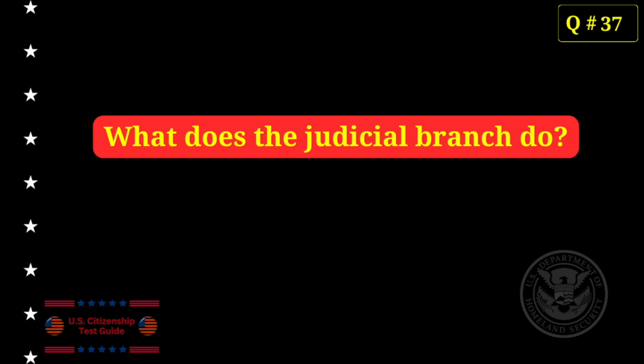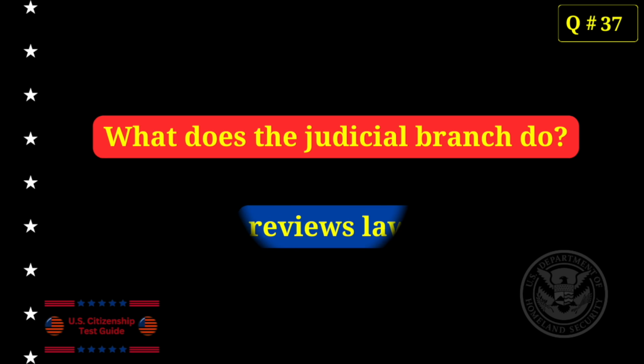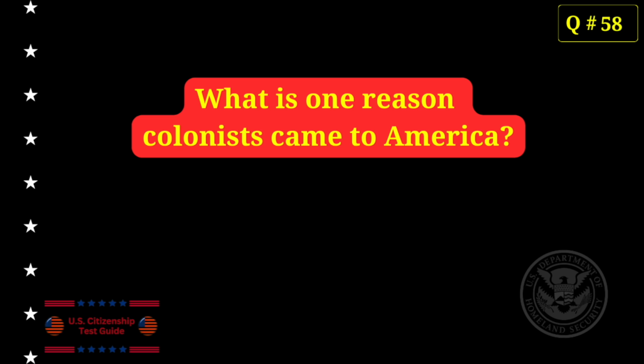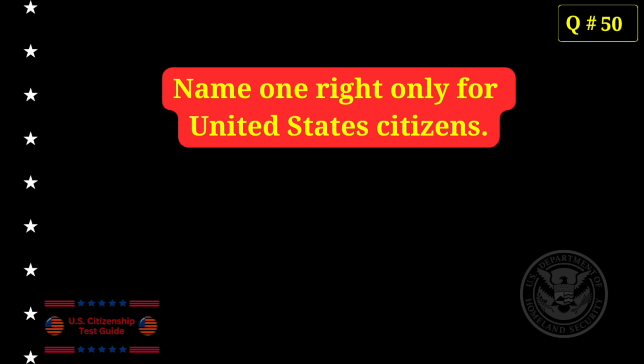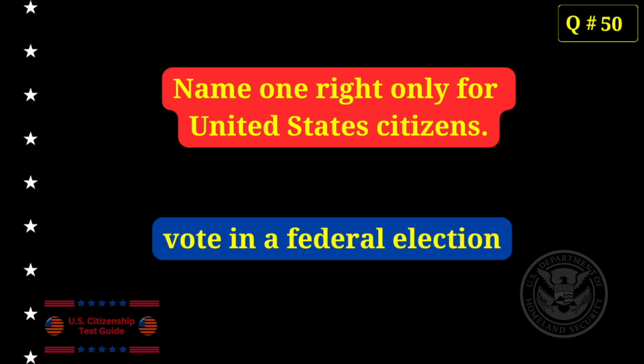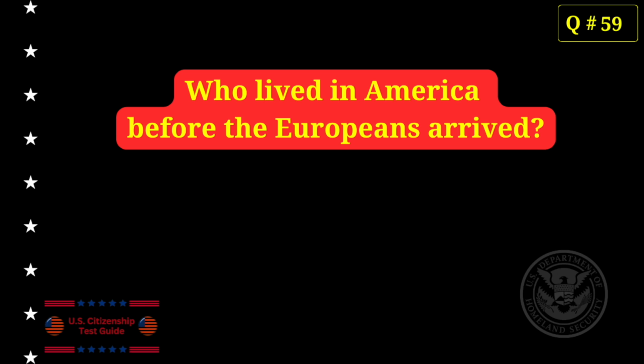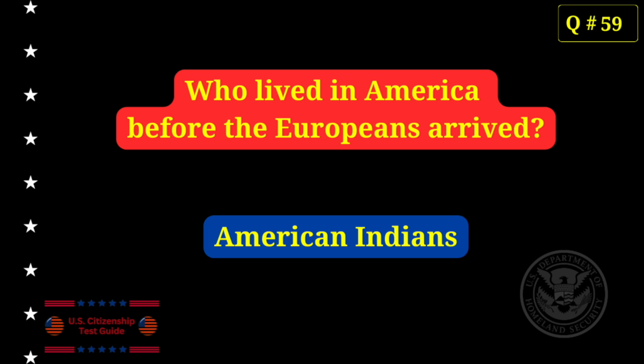What does the judicial branch do? Reviews laws. What is one reason colonists came to America? Freedom. Name 1 right only for United States citizens. Vote in a federal election. Who lived in America before the Europeans arrived? American Indians.